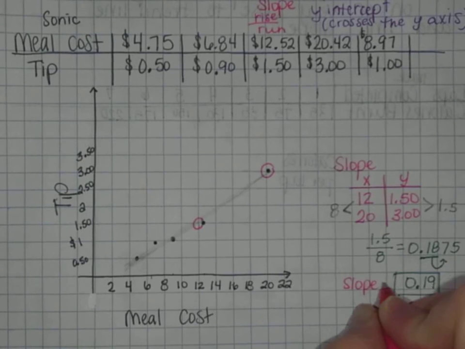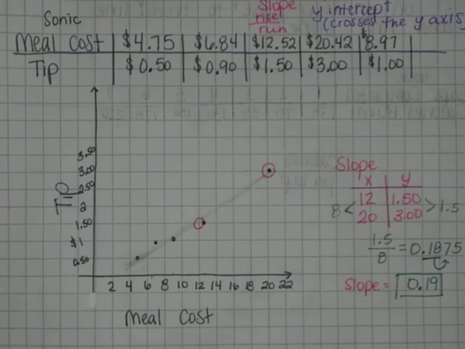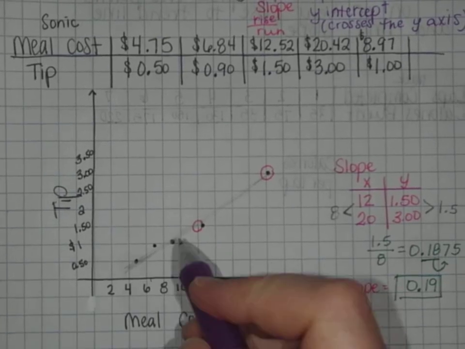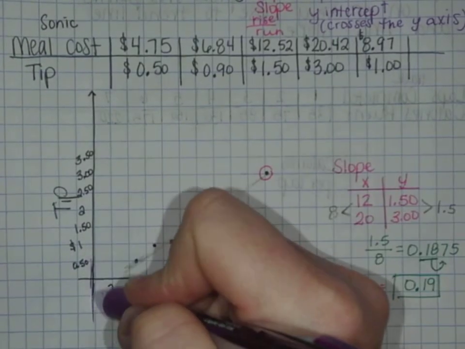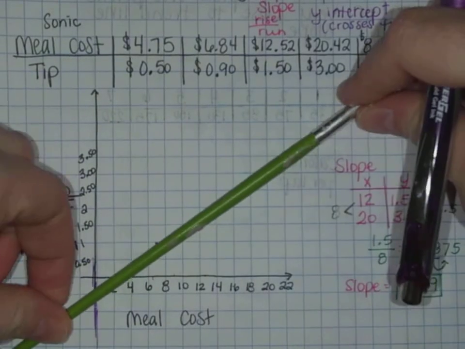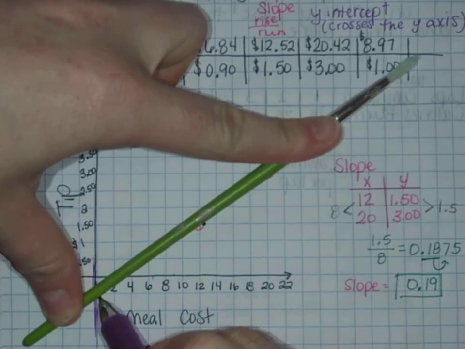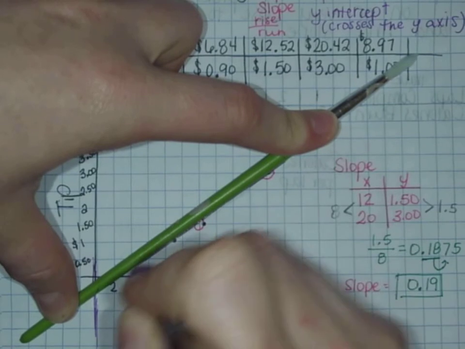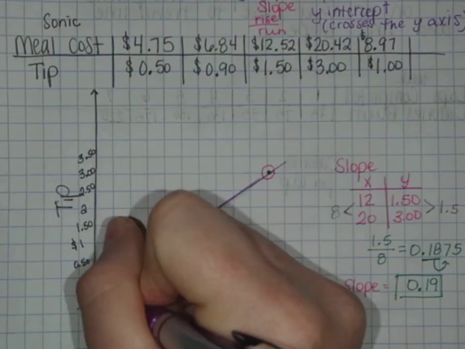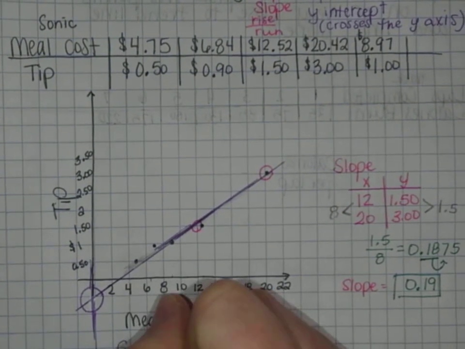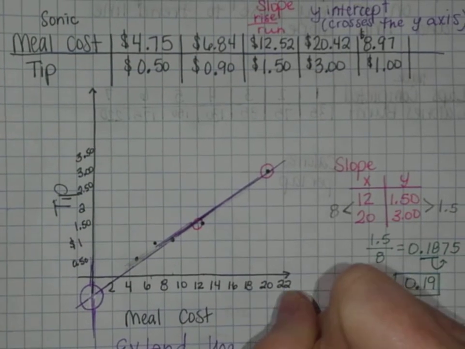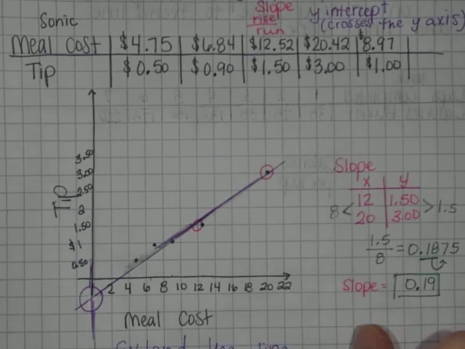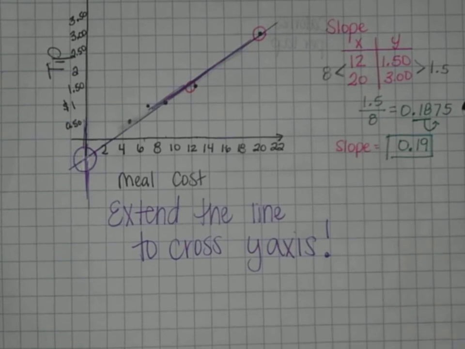So slope equals that. Okay, now the y-intercept, where this crosses the y-axis. I wish I would have picked a different set of data, but this is okay. We're going to extend this, because this is the y-axis. So I'm going to find where that line crosses the y-axis. Notice I extended that line. So extend the line to cross the y-axis.